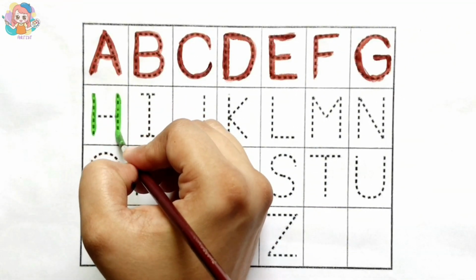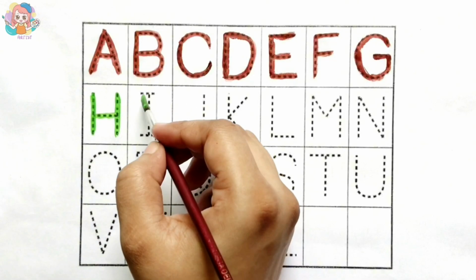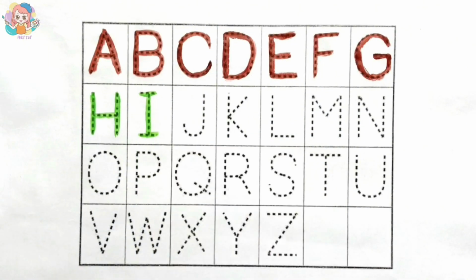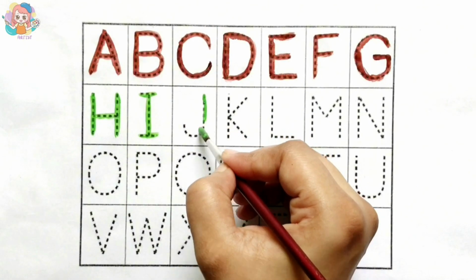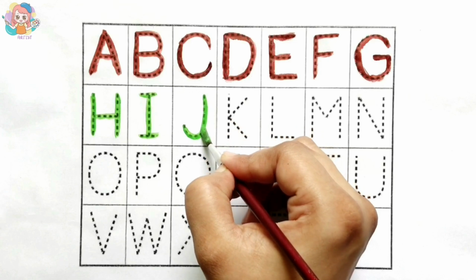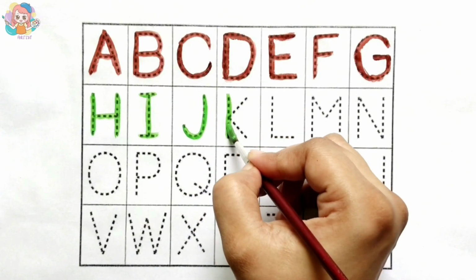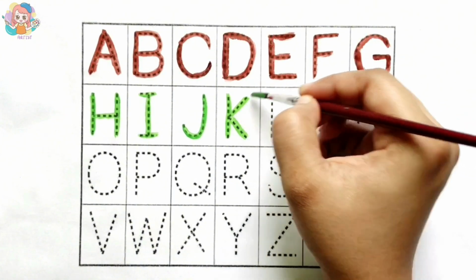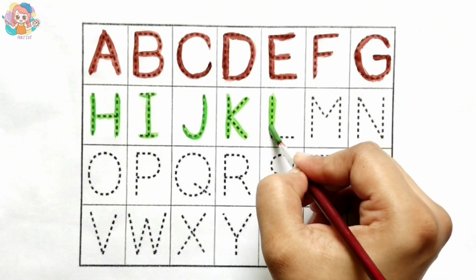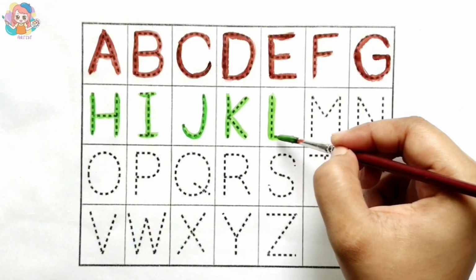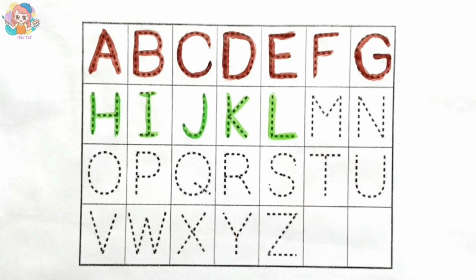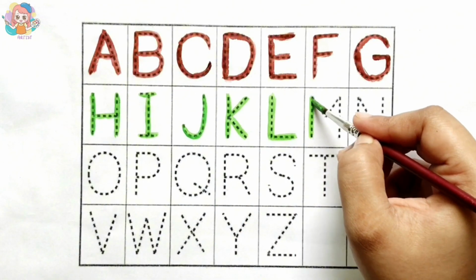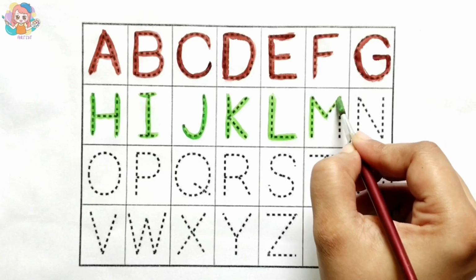Light green color. H for house. I for ice cream. J for jelly. K for kite. L for line. Now I know my ABCs. Next time, M for moon. Won't you sing with me?